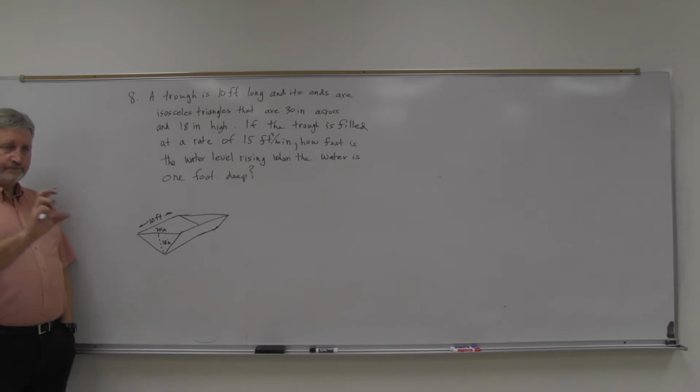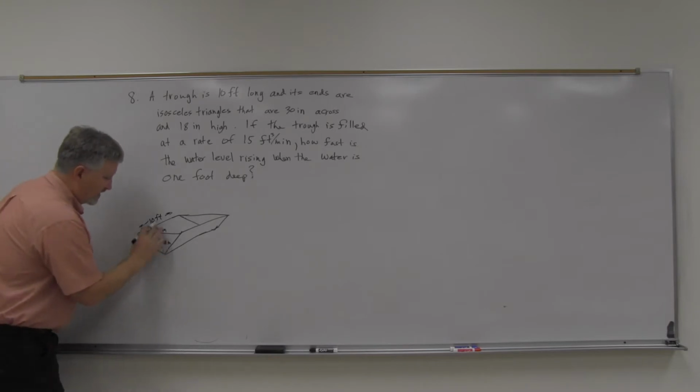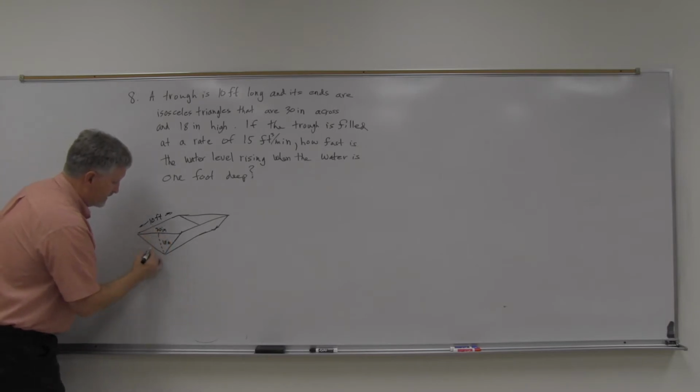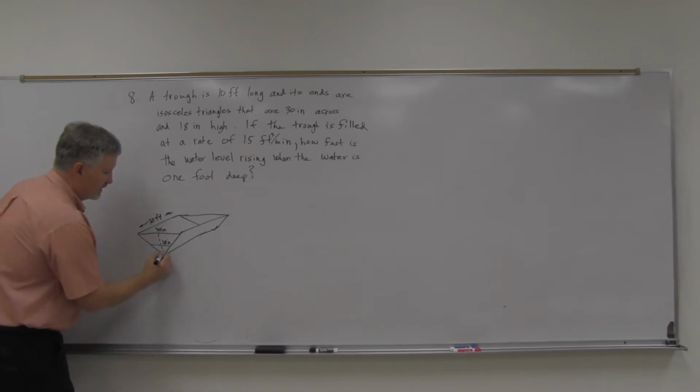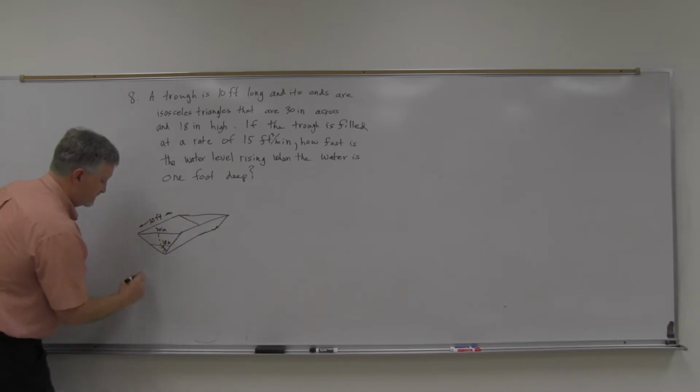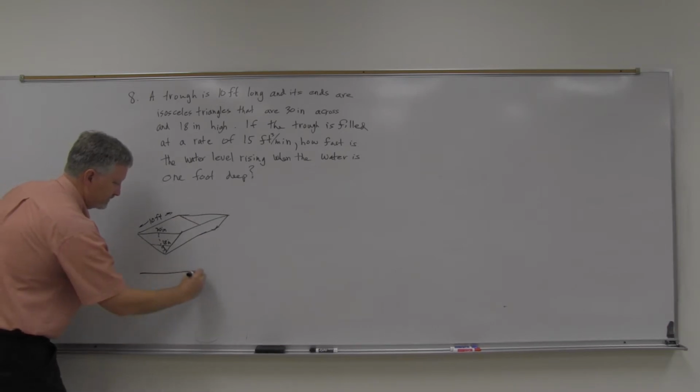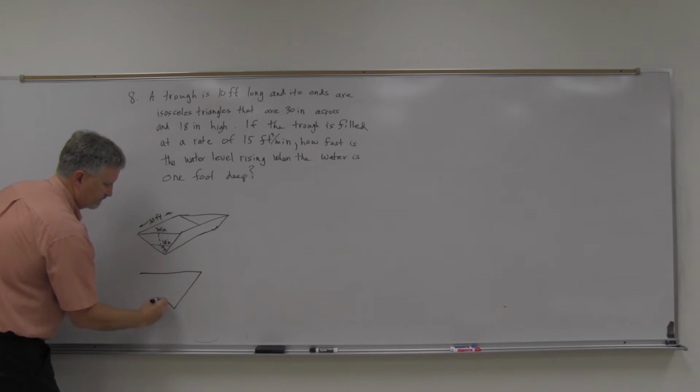Well, first of all, we need to establish what it is we're looking for. Yes, it's 18 inches tall, but as time goes along, really what we're interested in is how deep it is and how fast that's rising. If I've got that water level, I'm going to call that H. H is going to be the depth of the water. Let me focus on just the triangle here and draw it a little bigger. What I'm interested in is this water level, how high that is.